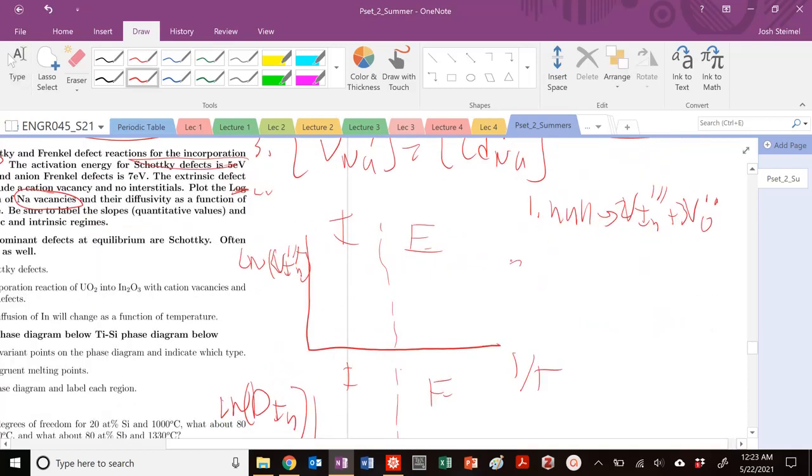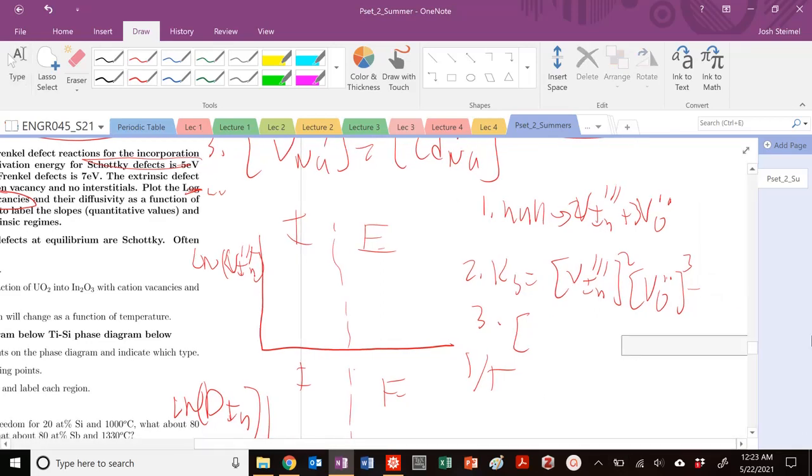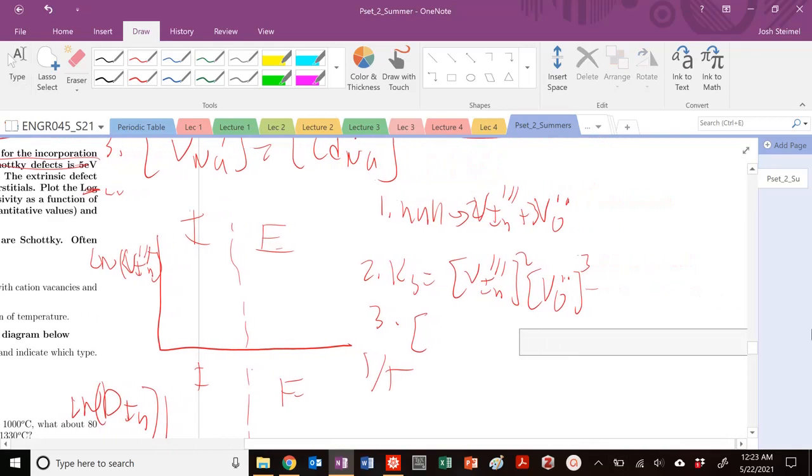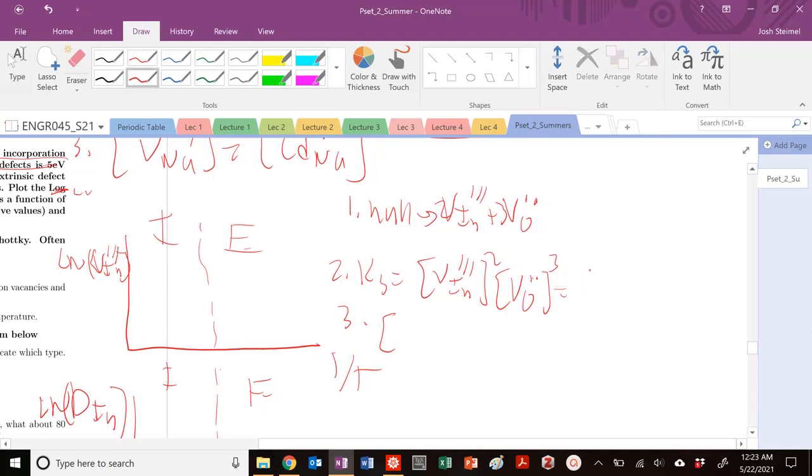So if I look at my rate reaction, then that becomes K Schottky equals my concentration of vacancies of indium, which is to the 2nd power, times vacancy of oxygen to the 3rd power. My electroneutrality statement, again, that's going to be equal to G formation of Schottky, as we saw in the last problem. So again, let's write it out explicitly: equals exponential minus G formation of Schottky divided by kT.